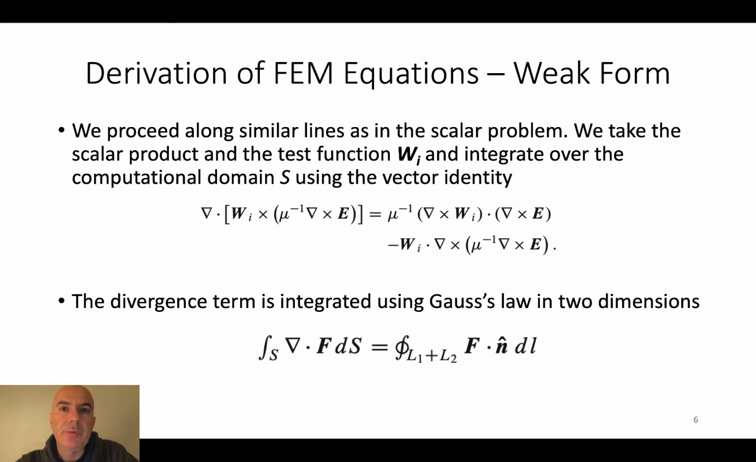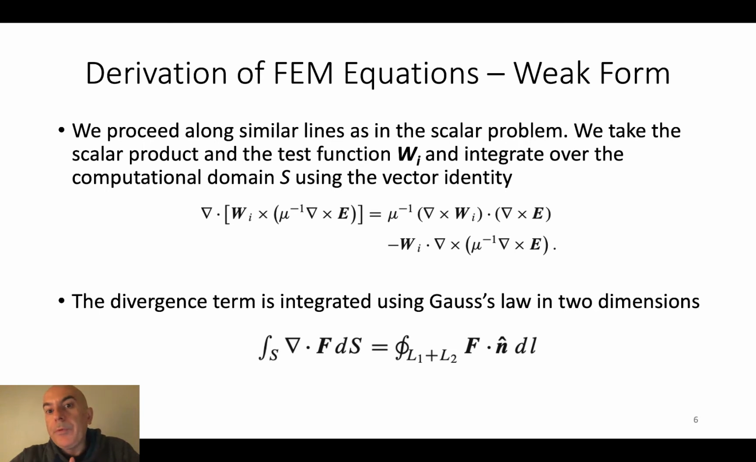The first step to derive a formulation for the FEM is to derive the weak form. As you know, in the FEM method we don't solve directly the governing equation, in this case the curl equation. However, we solve something that is similar to that, something that is true in the average sense, in the integral sense, that is called the weak form. So we proceed along similar lines as in the scalar problem. We take the scalar product, that is the integral, with the test function wi, and integrate over the computational domain S.